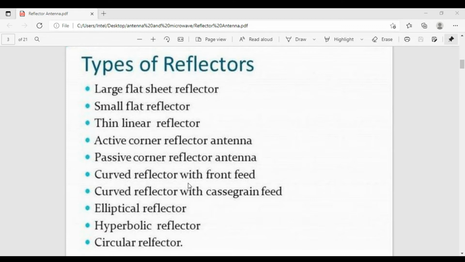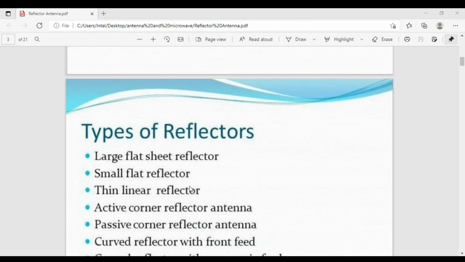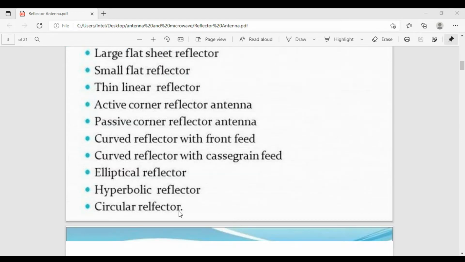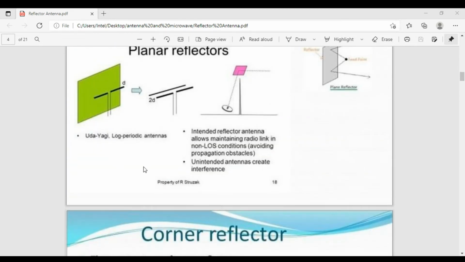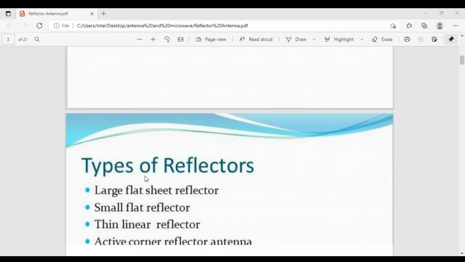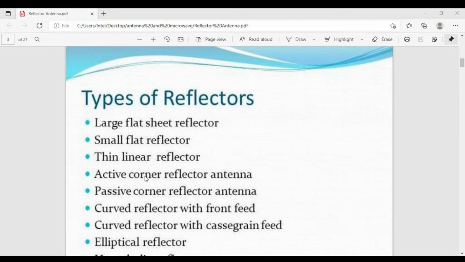The types are: large flat sheet reflector, small flat reflector, thin linear reflector, active corner reflector antenna, passive corner reflector antenna, curved reflector with front feed, curved reflector with Cassegrain feed, elliptical reflector, hyperbolic reflector, circular reflector. These are the types. Large flat sheet, simply a large flat sheet, then small flat sheet, thin linear reflector, active corner reflector, passive corner reflector.